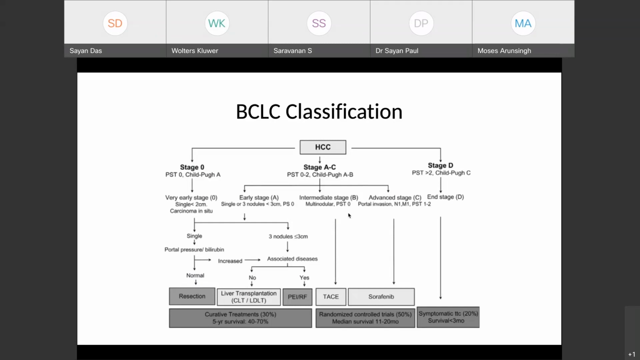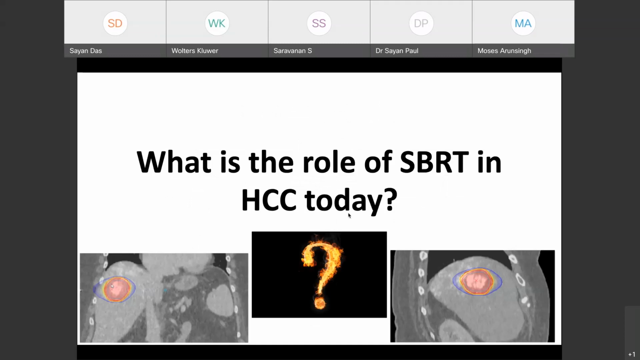While I try to convince you about the potential role of SBRT, what I can show from this diagram is that for early stage tumors, resection or a liver transplant are curative treatments with 5-year survival of around 40 to 70%. In intermediate stages, TACE is the standard of care. However, one must remember these are non-curative therapies. In advanced stage, it is usually systemic therapy: sorafenib, or the newer results are showing the role of immunotherapy and VEGF inhibitors. In end stage disease, it is mostly supportive care. So where does SBRT fit in this treatment algorithm?